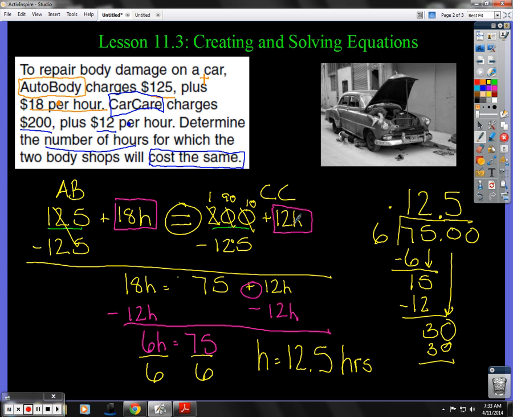So if I leave my car here for 12 and a half hours, or I leave it here for 12 and a half hours, they will be equal. It'll cost me, the price will be the same. Now, if I go beyond 12 and a half hours, then we again have the difference in prices. Or if I go below, we have the difference in prices.